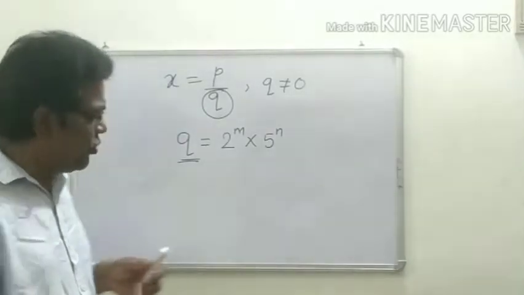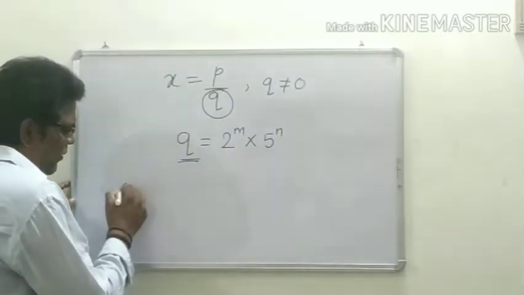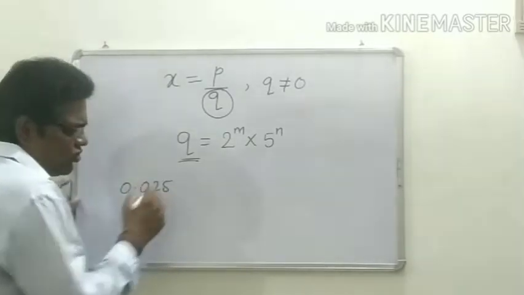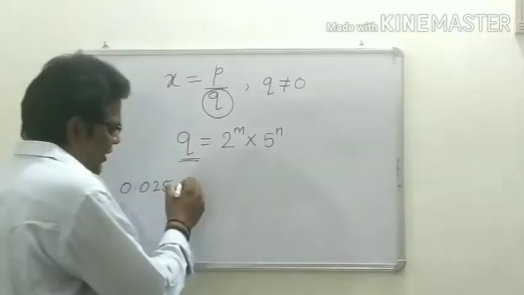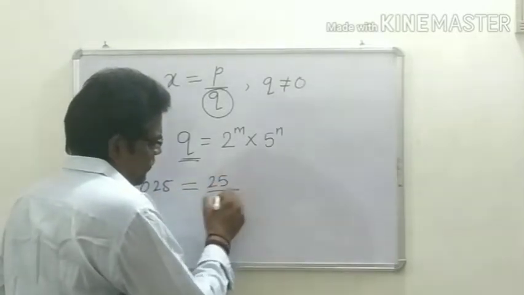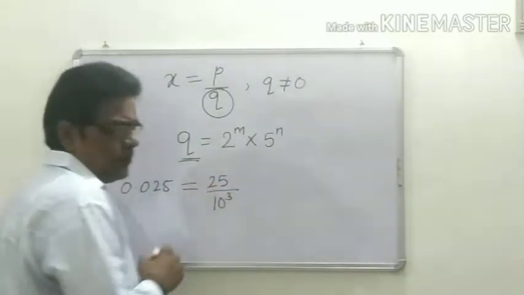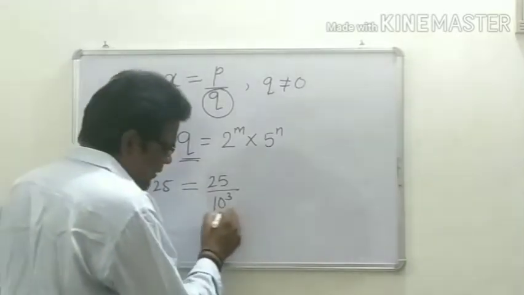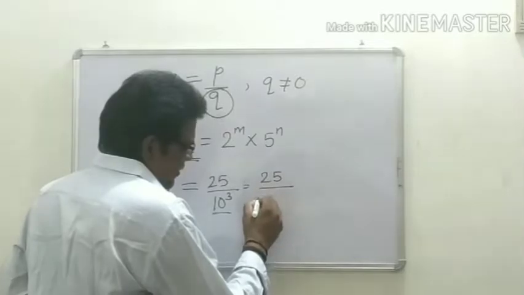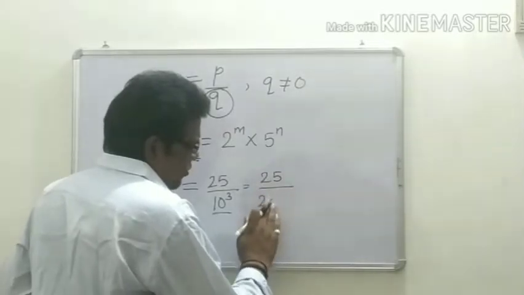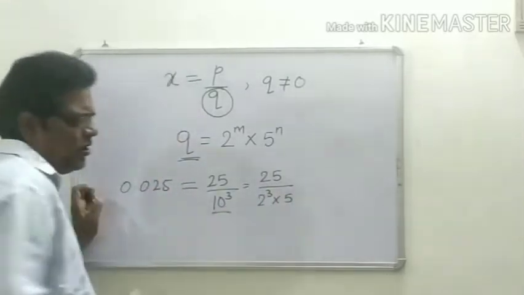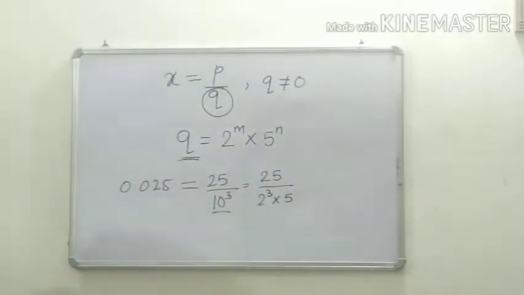I showed you, when I had 0.025, it was terminating. Then I converted this into a rational number, and this number I simplified into factors of 2 and 5. You see, you have factors of 2 and 5.